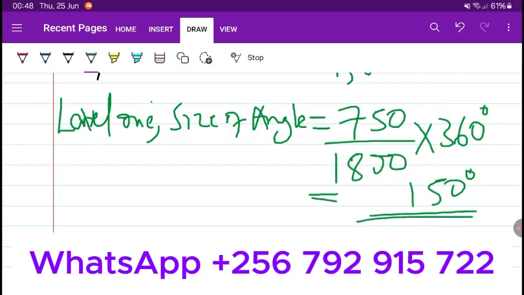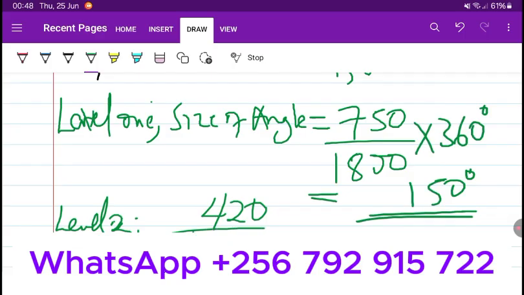Then we look at level 2. Still we are looking for the size of the angle for level 2. The number of students who were in level 2 were 420 divided by the entire total in the school of 1800 times the 360 degrees, and this will give you 84 degrees.